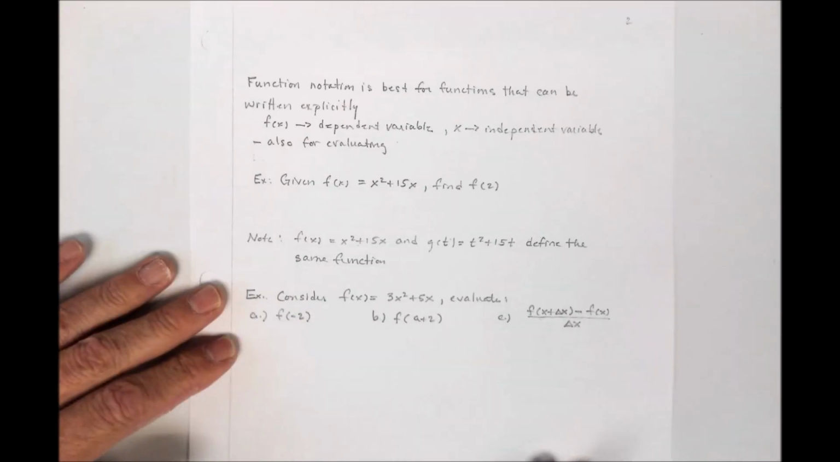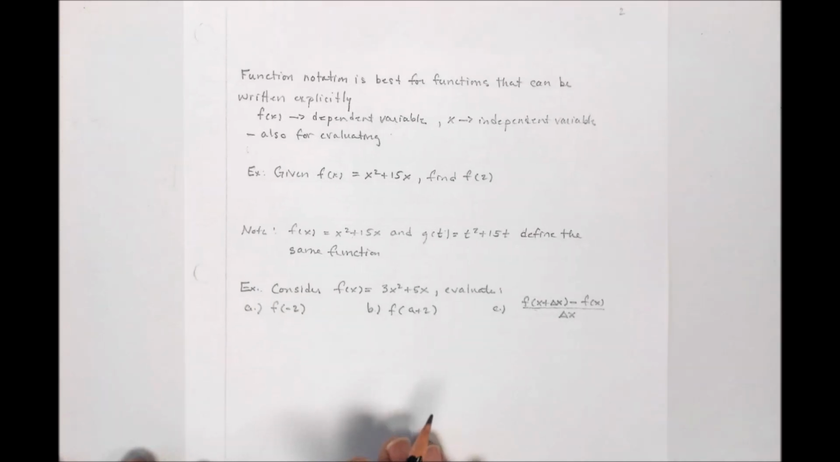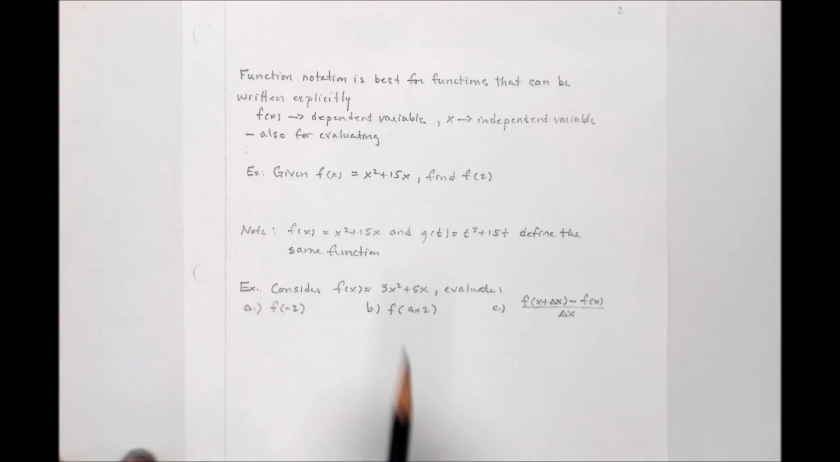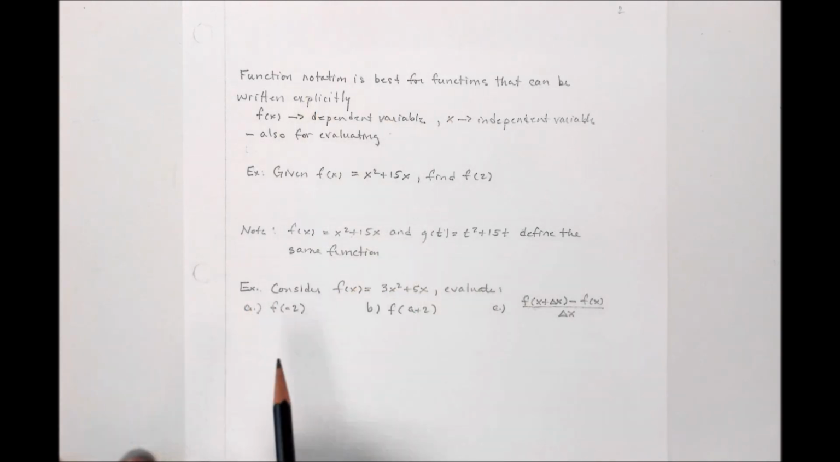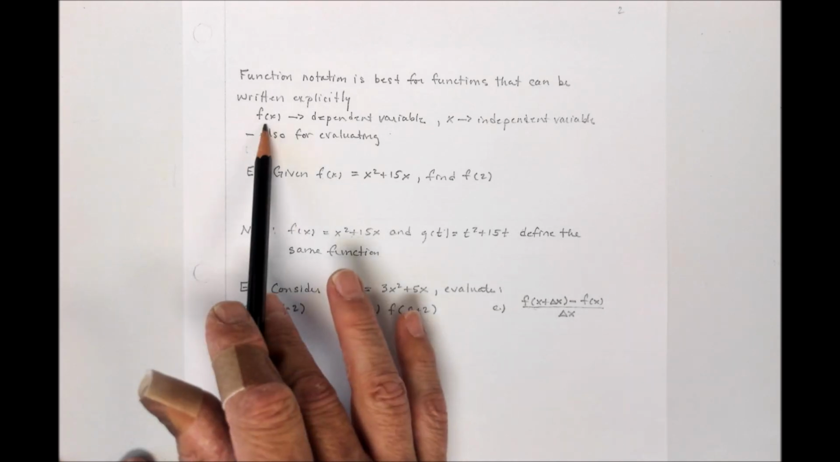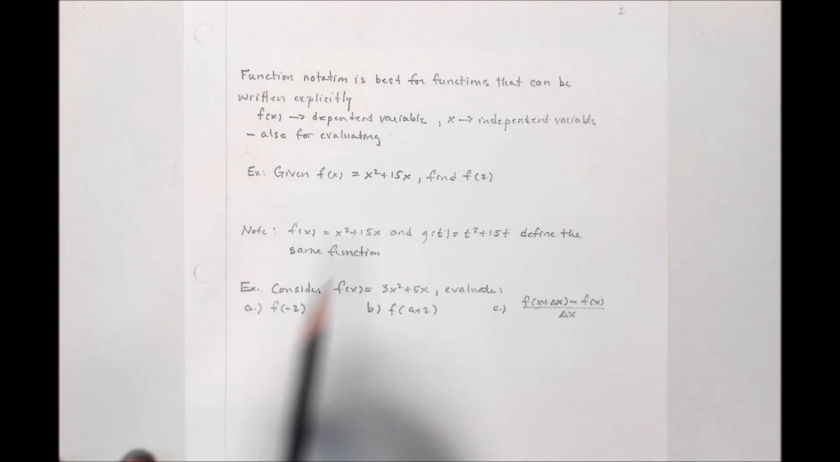Function notation is nice in that you pretty much can tell exactly what's going on, especially when you start plugging in values for your variable. Function notation is best for functions that can be written explicitly. That's what I was saying before. You want the f of x all by itself. That's your dependent variable. X is still your independent variable. And it's also used for evaluating.